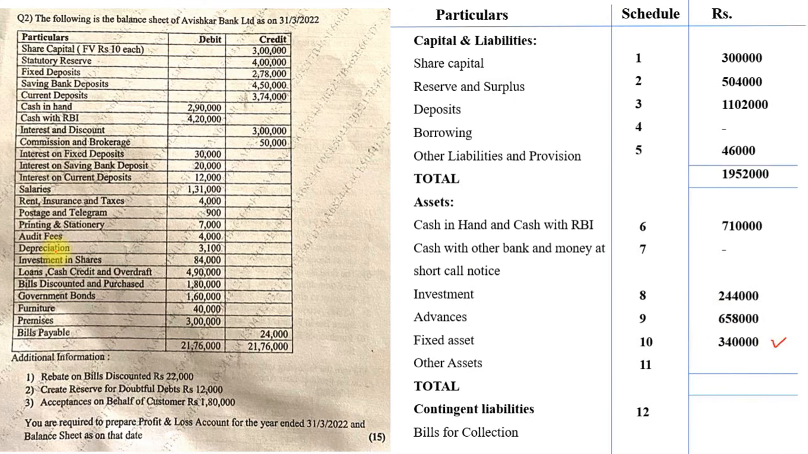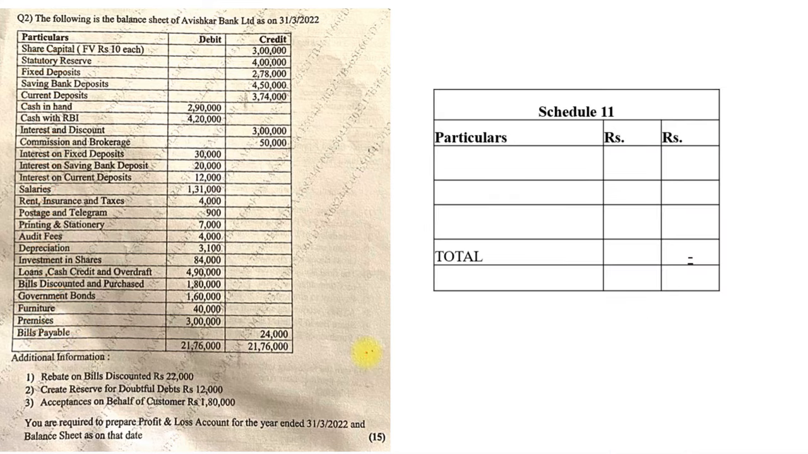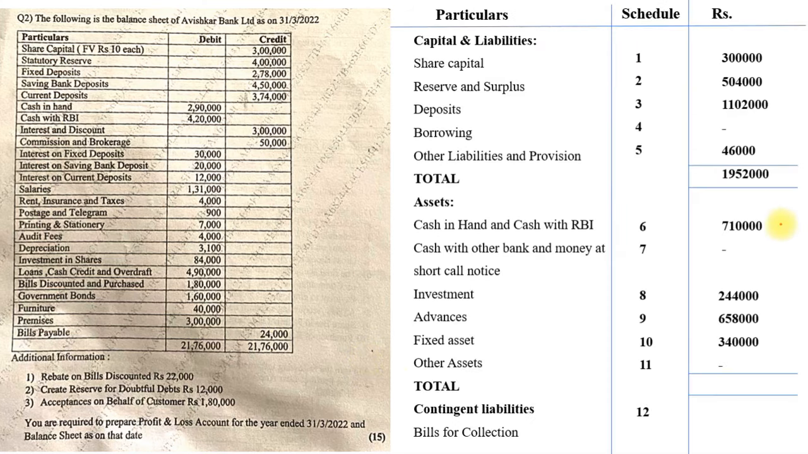Now other assets, let us check what all is pending. Share capital, reserve, FD, saving, current, cash, interest, commission, interest, all my expenses were posted. The next was investment done, loan done, government bond, furniture, premises, bills payable. Everything is done. So there are no other assets pending, so our other asset schedule will become nil. Now we total up all the asset side, 7 lakh 10 plus 2 lakh 44,000 plus 658 plus 3 lakh 40 comes to 19 lakh 52,000, which is tallying with our liability side.